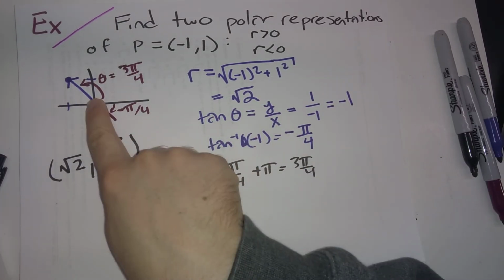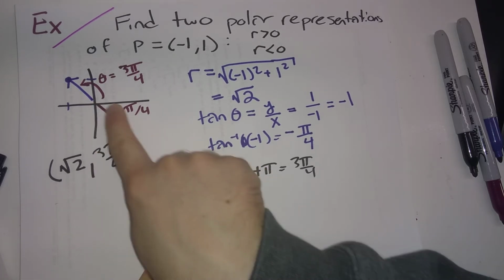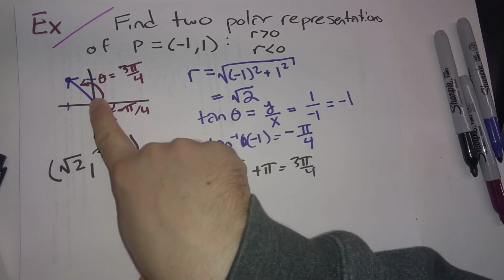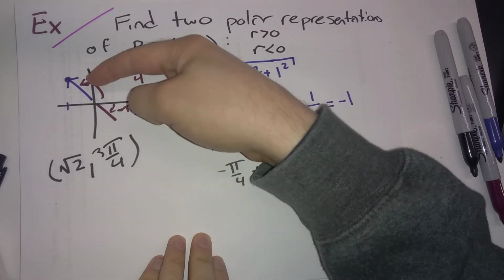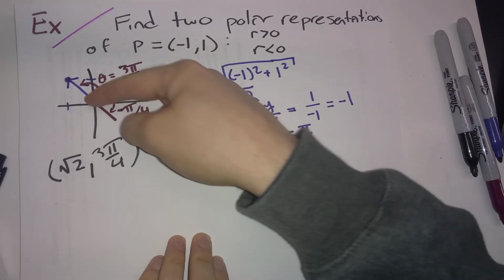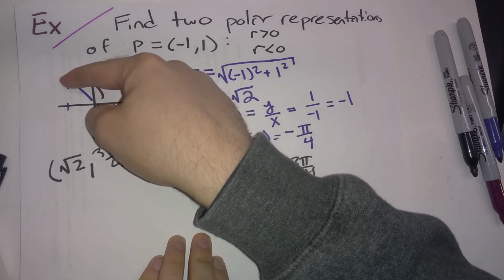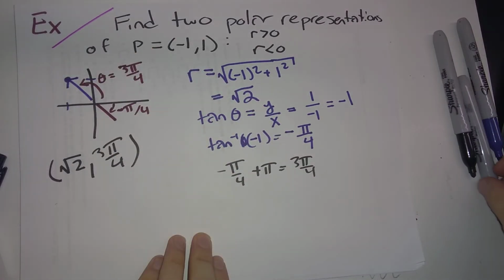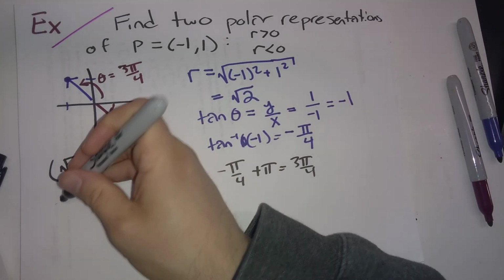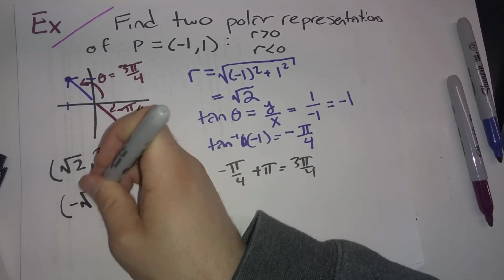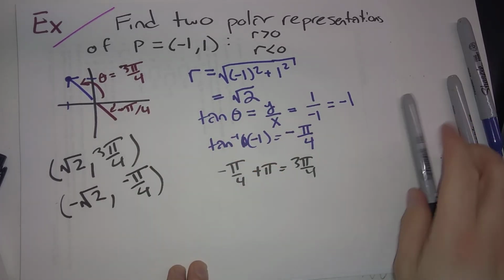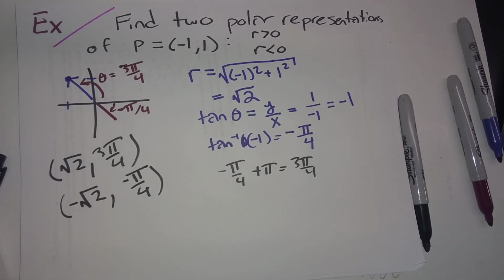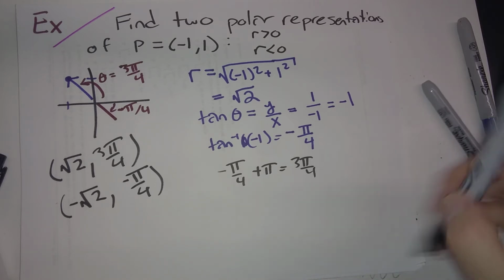But let's go back to this minus pi over 4 angle here. If this is our angle, we want to walk minus root 2 units in this direction. Walking minus root 2 units in this direction is actually going in this direction. And so we can do that as minus root 2, comma, minus pi over 4. If instead you wanted to write 7 pi over 4 instead of minus pi over 4, that is completely okay as well.